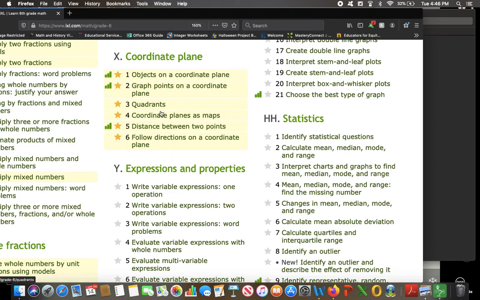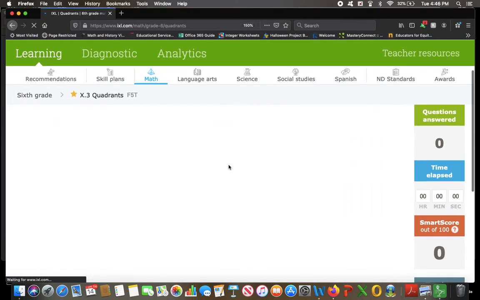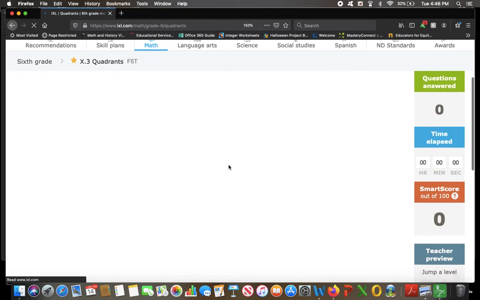So for example, I'm going to start you off on X point 3. And some of you have already started it, and that's totally fine. We're going to be doing most of the X's on here.